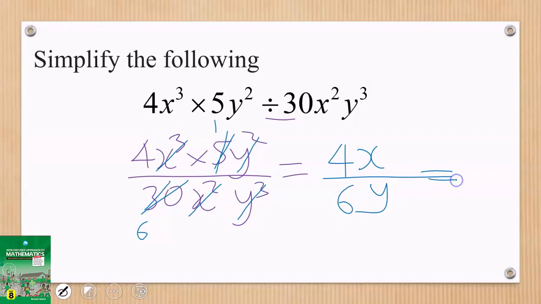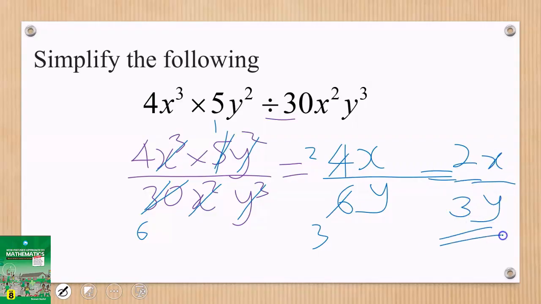I can further simplify by letting 2 divide 4 as 2 and 2 divide 6 as 3, so that I have 2s over 3y, with s on top and y down. Now here we can't do any division again, so we leave our answer as such. Take your time and play this video over and over again to understand the whole concept before you move on.